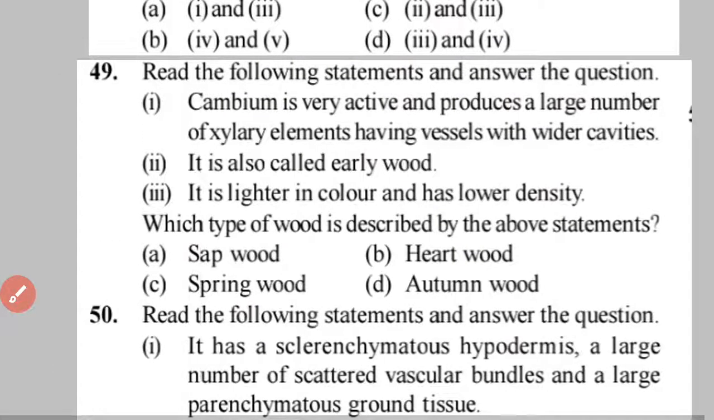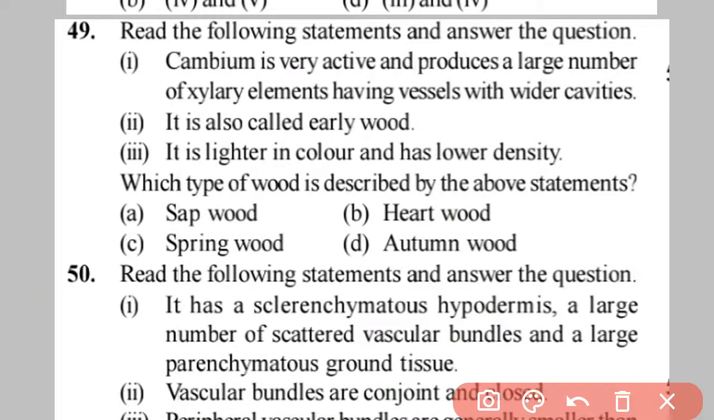Question number 49 is, read the following statements and answer the question. So let's read the first statement. Cambium is very active and produces a large number of xylary elements having vessels with wider cavities. Second statement is, it is also called early wood. From this you can also remember the early wood is normally known for heartwood. Okay, so you got the answer right. Option B is correct for this question.